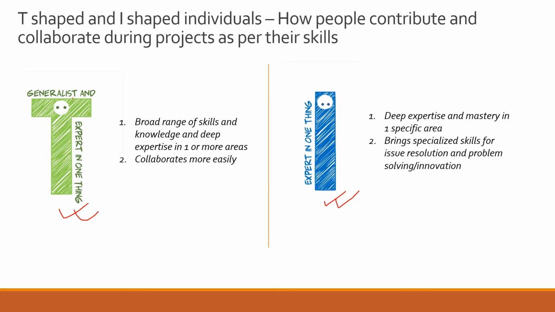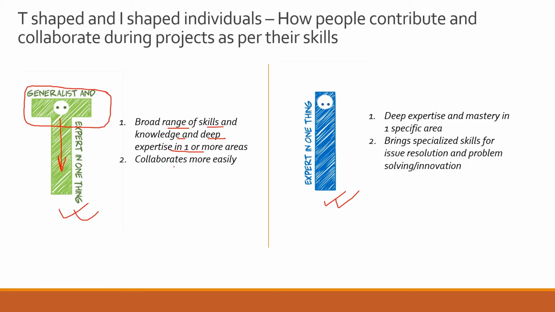T-shaped individuals have a broad range of skills and knowledge and deep expertise in one or more areas. So they will know finance, marketing, coding, tech, operations, etc., but maybe they are very good in finance, which is one of the domains. That is a generalist, and you need such kind of people to sit at the top of your organization to have a bird's eye view of the projects or the programs and the portfolio that the company is running, to make sure that everything you are doing in a project has continued business justification.